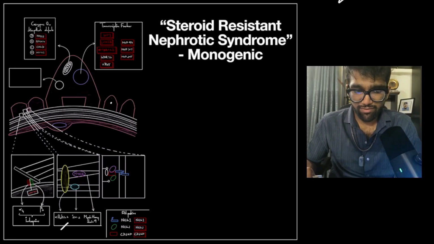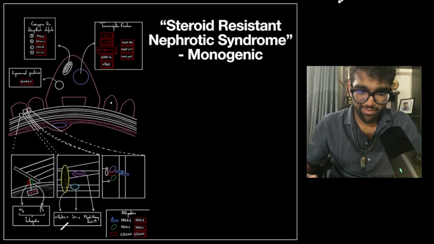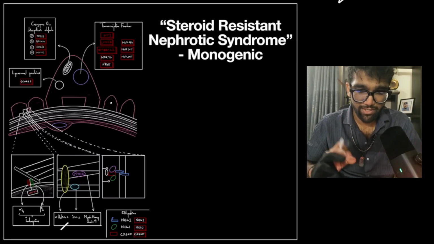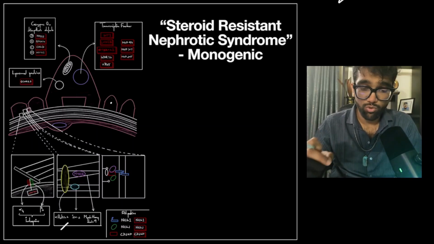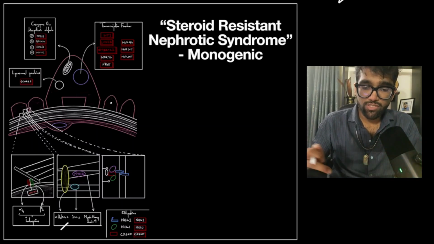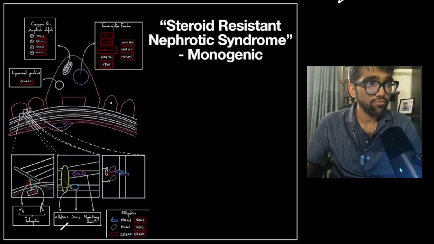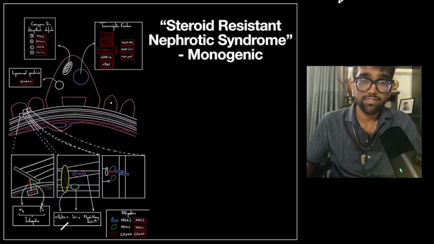Okay, this is a very exhaustive diagram. You need not remember all of this, but as you can see, these are the proteins that have been described as being defective, and all of them localized to the podocyte. So, in steroid resistant nephrotic syndrome, which is monogenic, the patients basically have a problem in the proteins that are involved in normal podocyte function, and that results in this.